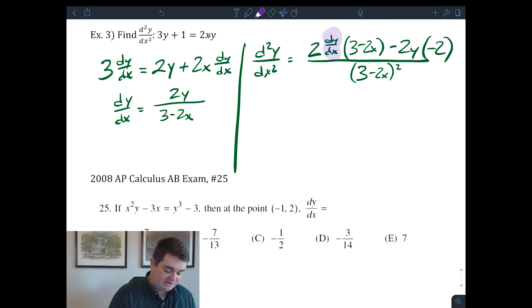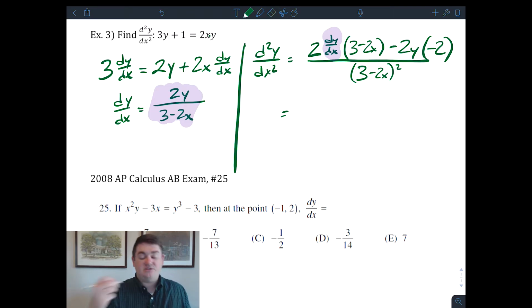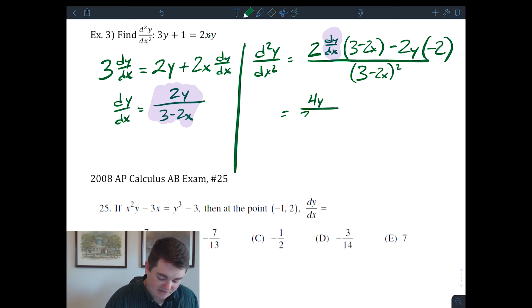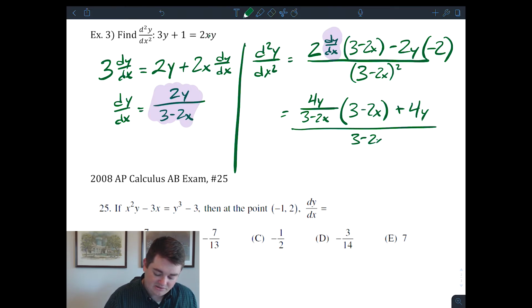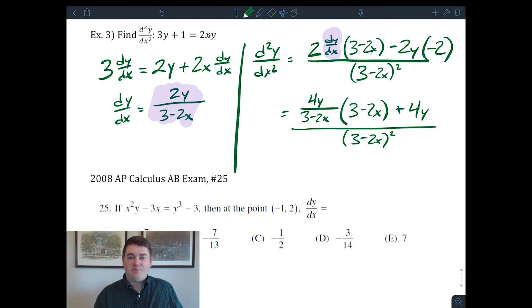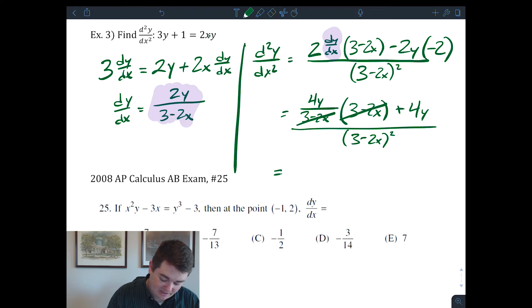I need this dy/dx. I'm going to plug in 2y over 3 minus 2x. So this gives me 2 times 2y over 3 minus 2x. I'm just going to write 4y over 3 minus 2x times 3 minus 2x plus 4y over 3 minus 2x squared. And while you could box and run right here, what I immediately notice is that this 3 minus 2x and this 3 minus 2x are going to cancel each other out, leaving me with 4y plus 4y in the numerator. So I've got 8y divided by 3 minus 2x squared. And I like that answer.